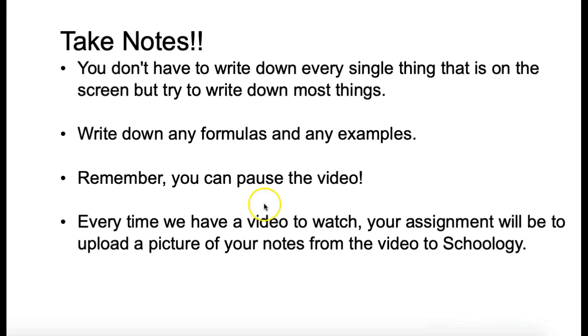Now, every time that I do give you a video to watch, your grade will be to upload a picture of your notes from the video to Schoology. I know some of you don't take a lot of notes in class, but you really need to get in the habit of doing it. Even if it's something that makes perfect sense in class and you get it right off the bat, just writing it down helps you remember it further down the line. So let me show you on Schoology where you are going to do this.